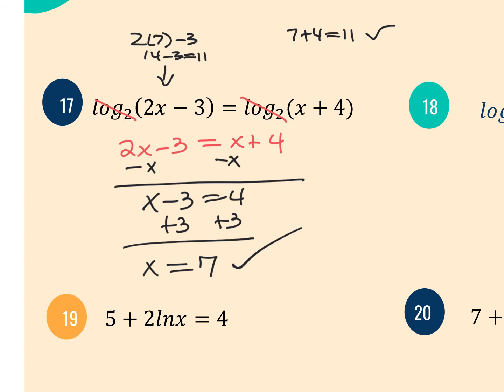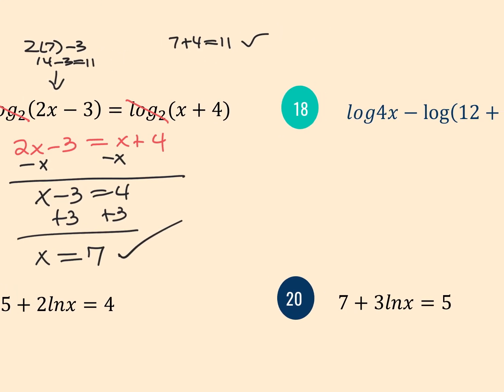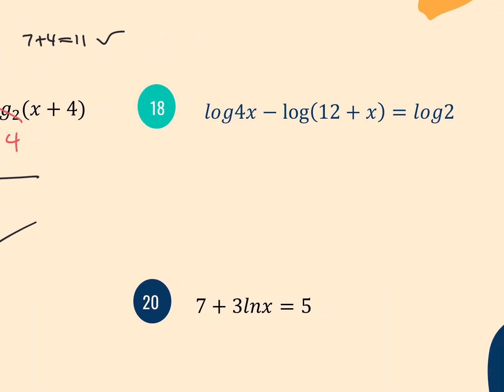The next one. Notice they all have the same log. However, I can't just say I'm going to cross off all those log words. I must condense whenever there's a plus or a minus sign between these logs. Don't just say, I'm going to do this, this, and this. You will get it wrong.